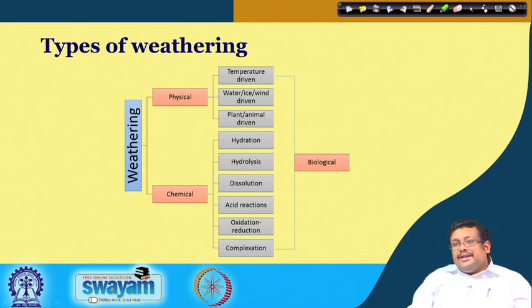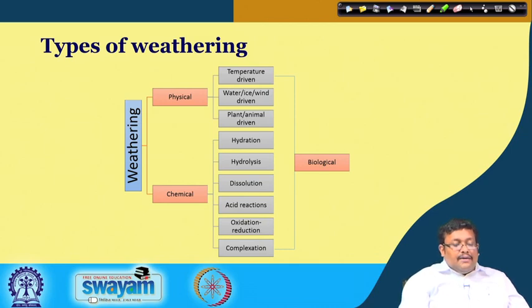Now, let us see the different processes of physical and chemical weathering. As you can see, there are several forces of physical weathering. For example, it can be temperature driven, water, ice or wind driven, or plant and animal driven. Chemical weathering is characterized by several processes: for example, hydration, hydrolysis, dissolution, acid reactions, oxidation reduction and complexation. All these processes are an indispensable part of chemical weathering.